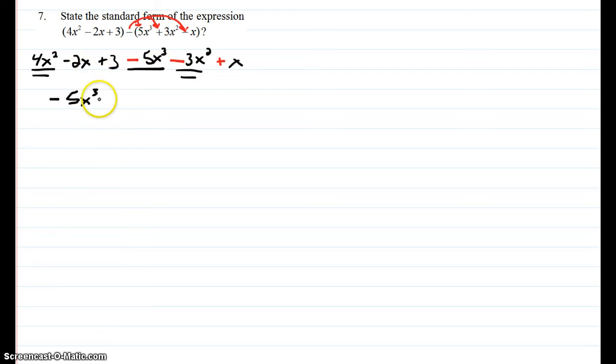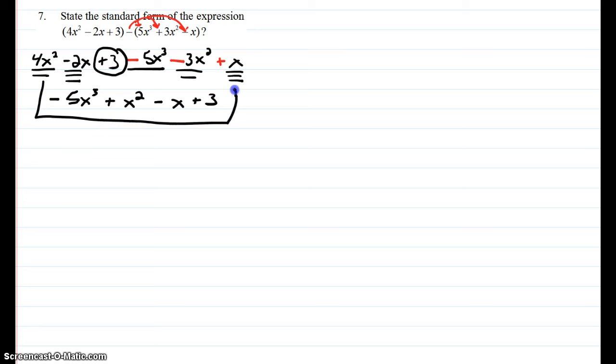So 4 minus 3 gives us a positive x squared. And then we have the negative 2x plus 1x gives us minus x. And then we have the constant 3, and there's no other constant, so it's just plus 3. So this is our final answer. The standard form part means that our degrees are going to go down: 3, 2, 1, none. That's why you always start by combining the highest degree first.